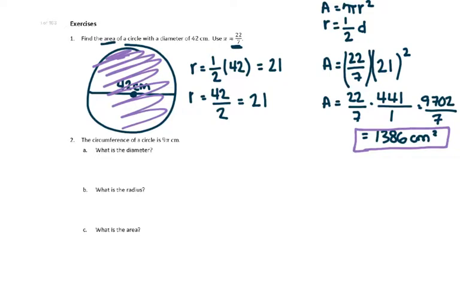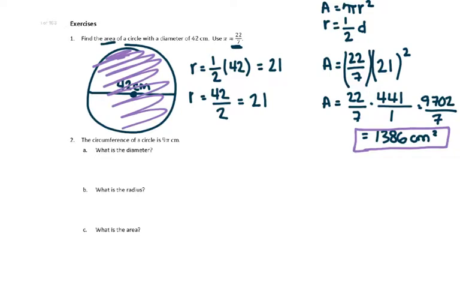But just to cover the top of my table with material, I would need 1,386 centimeters squared of fabric just to cover the entire top of my table. So that's kind of what we're asking ourselves as we're finding the area of our circle. So we're going to move on now to number 2, and number 2 is just a little bit different.